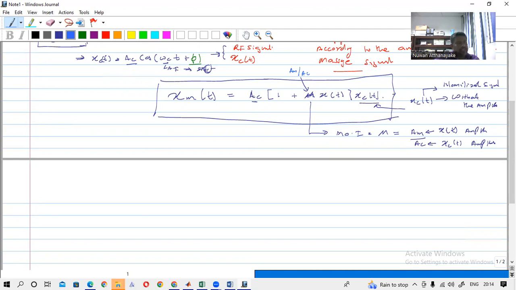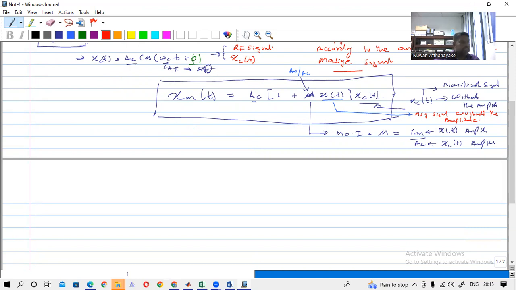It is already included in the mu. This xt here is also the message signal without the amplitude, or we can say it is a normalized signal without the amplitude. It is divided by the amplitude. So you should have that idea.